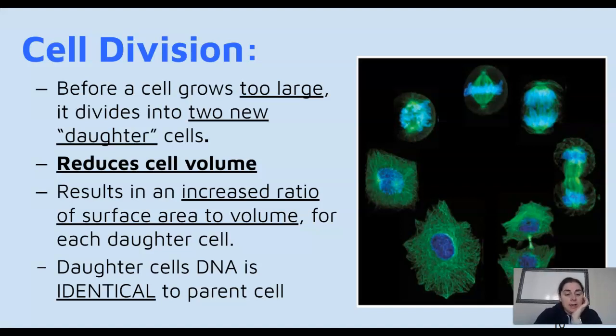The daughter cells' DNA is identical to the parent cell, which we saw in our cell cycle one. There was no introduction of new DNA. Everything was the same.